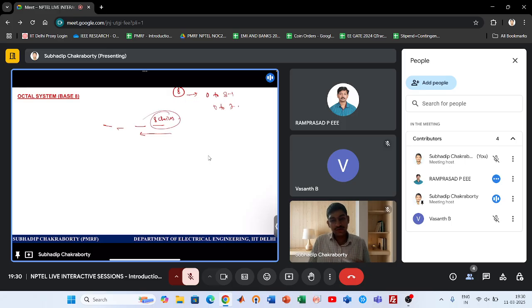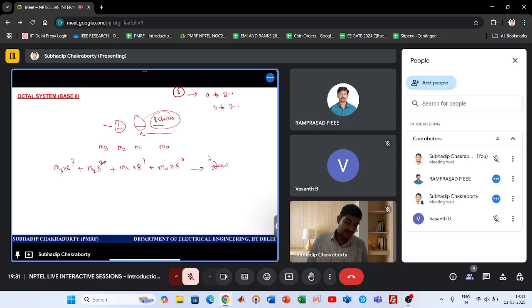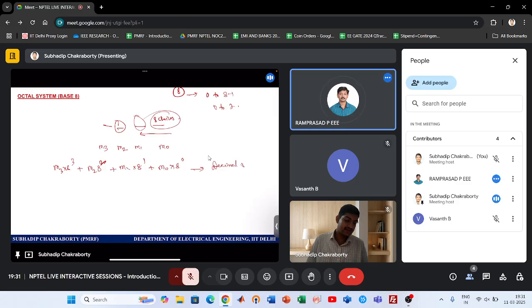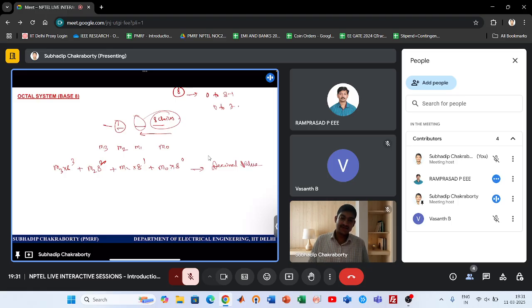You start from this place and move towards the left to increase the order of the bits, right? Order means the power of 8. So this is m0, this is m1, this is m2, and this is m3. Then the decimal value is m0 into 8 to the power 0, plus m1 into 8 to the power 1, plus m2 into 8 to the power 2, plus m3 into 8 to the power 3. That is the decimal strength, because we are in the power of 8.